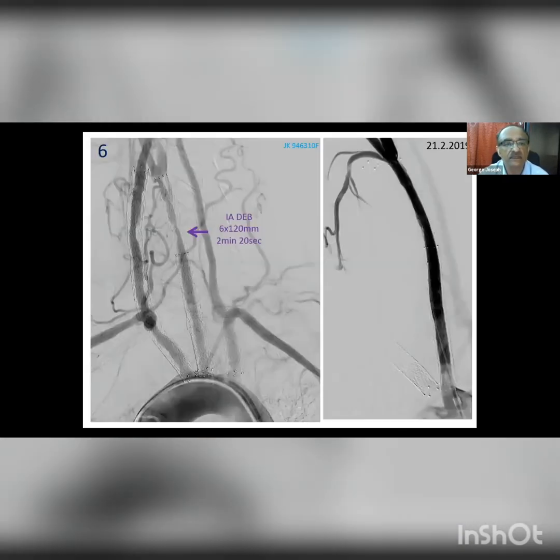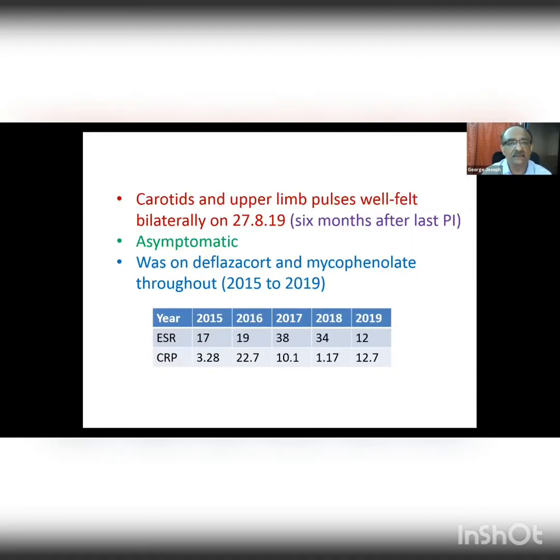And on yet another follow-up, we found that the left carotid is now doing better, but there is now another restenosis right on top, but everything else seems reasonably okay. So that was treated with a drug-coated balloon for a second time. And then she has done well.